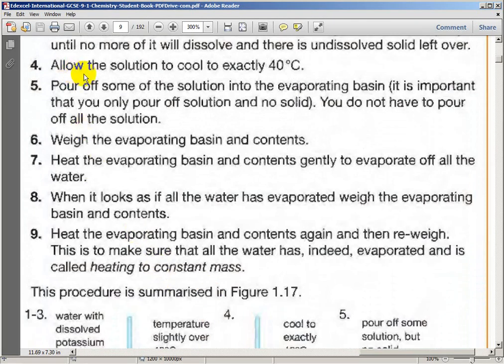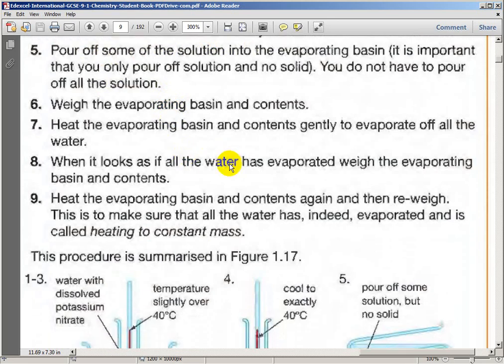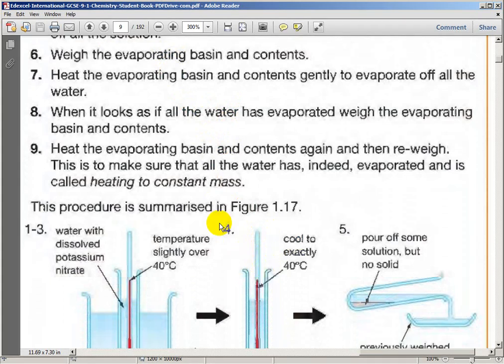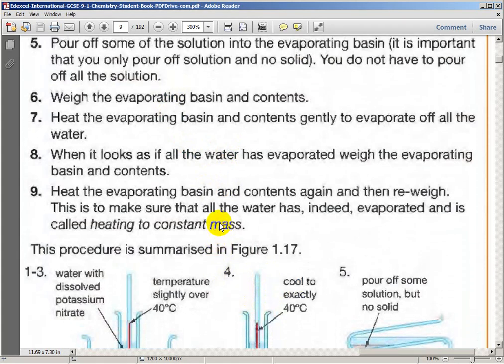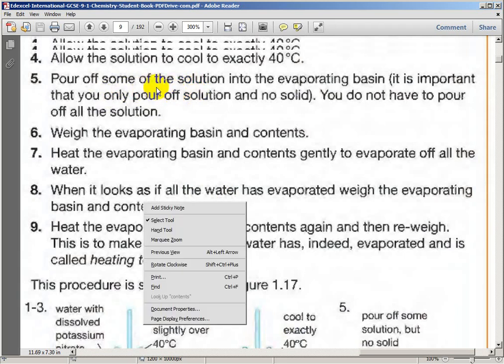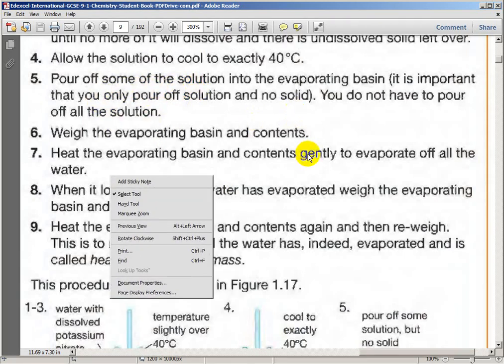Step 4: allow the solution to cool to exactly 40 degrees. Our temperature is above 40, so you should allow the solution to cool to 40 degrees. Here is a cooling system to decrease the temperature. Now step 5. Pour off some of the solution. This is the saturated solution.